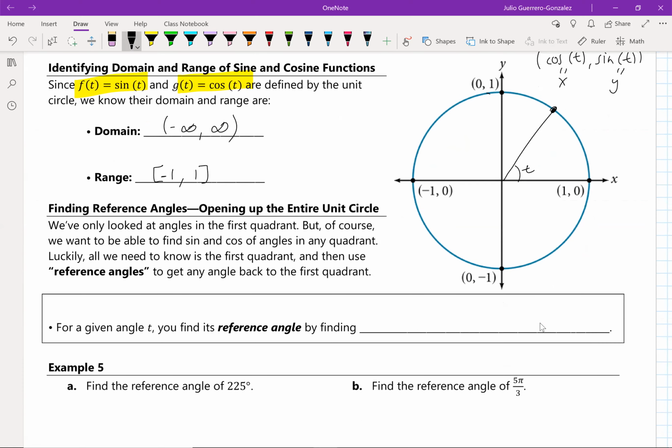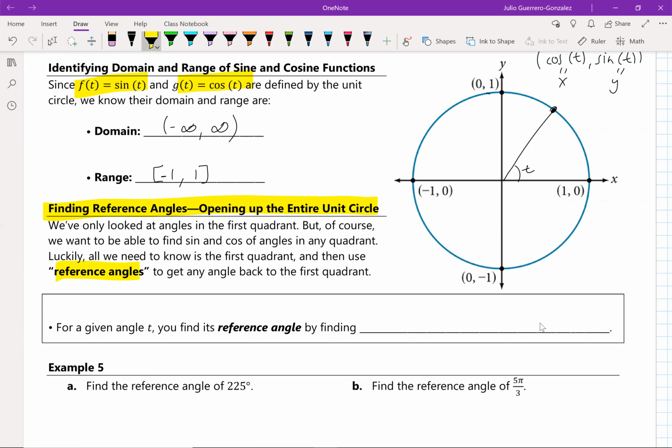This next topic, still about the unit circle, gets to the cyclical properties of the unit circle. The reason the unit circle is so important and so useful is that it gets us a whole lot more information from just one picture. And the way we do that is by using these things called reference angles.